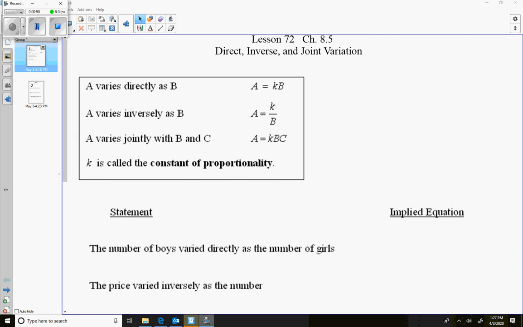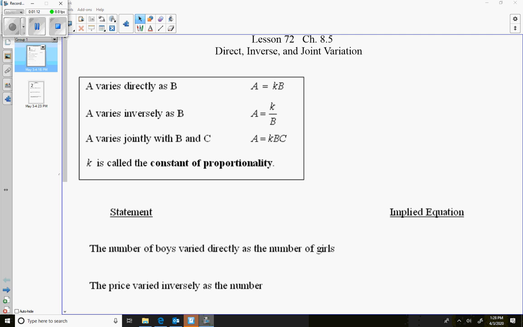If A varies inversely as B, then it's going to be A equals K divided by B. As one goes up, the other is going to go down. But again, not by the same amount, but relative to that constant of proportionality.